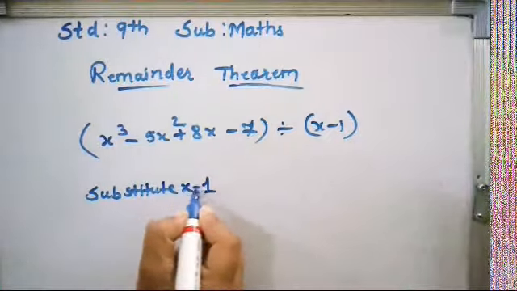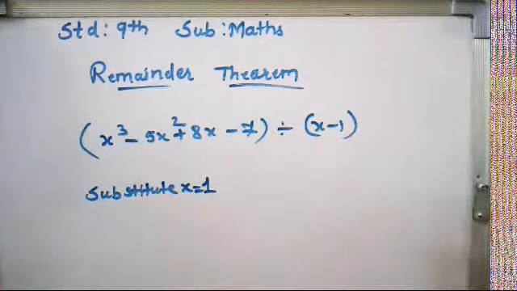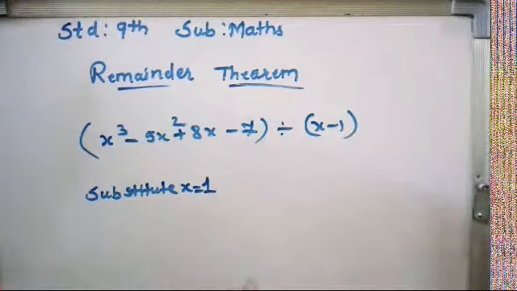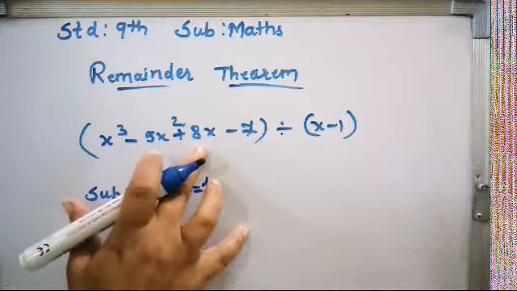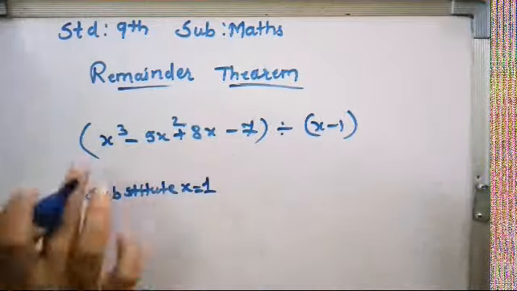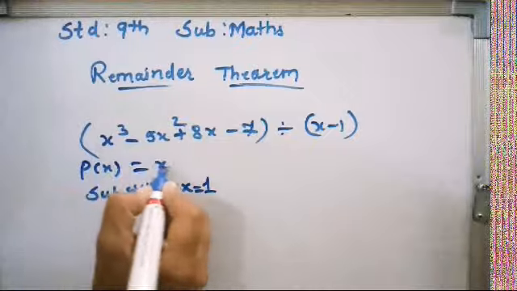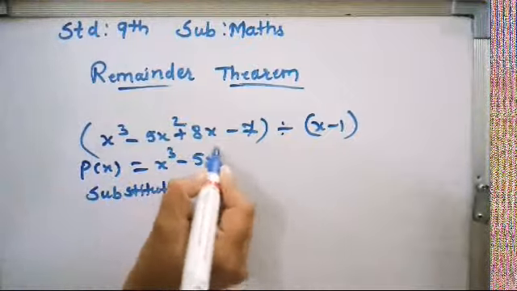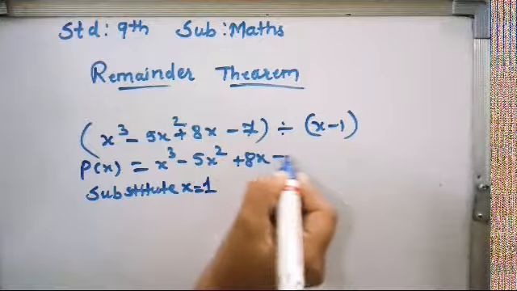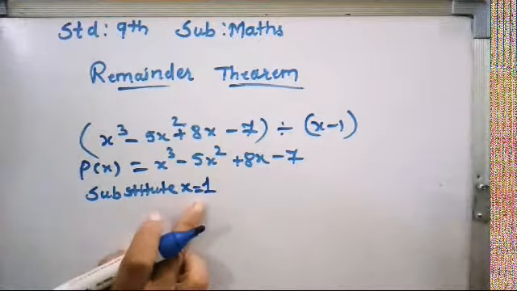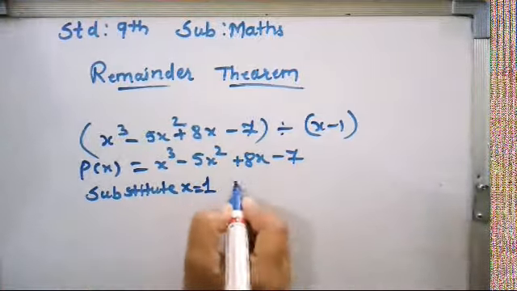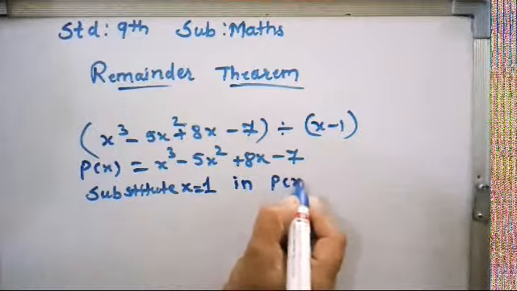substitute x is equal to 1. We have to put it in this polynomial equation. So here we can write p of x is equal to x cube minus 5x square plus 8x minus 7, and this x is equal to 1, we will put in the equation p of x.